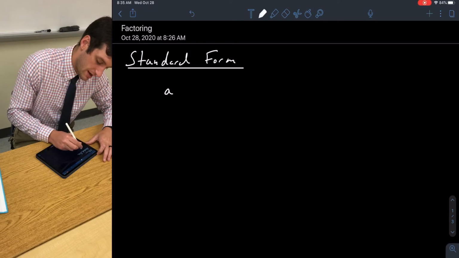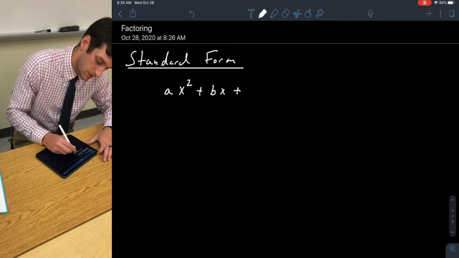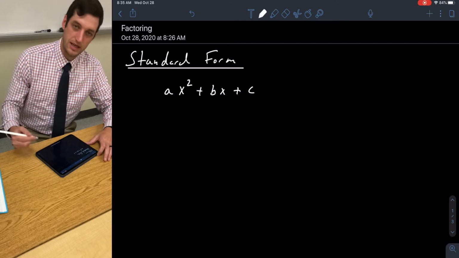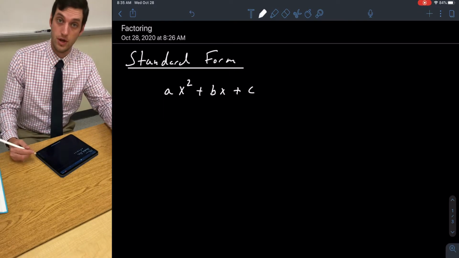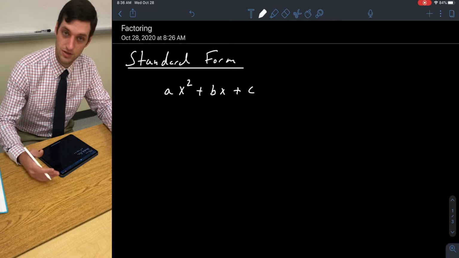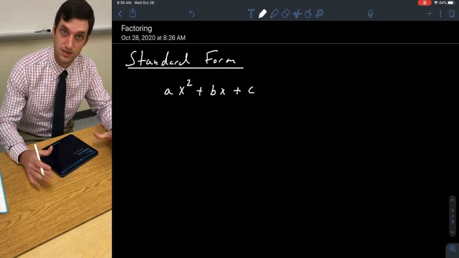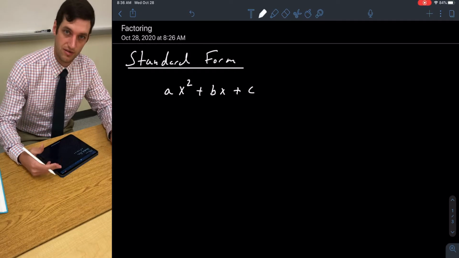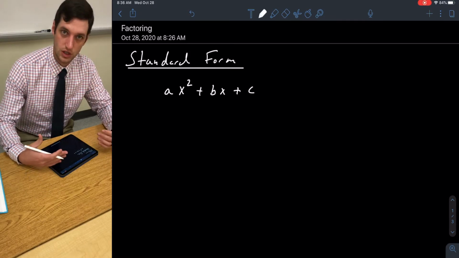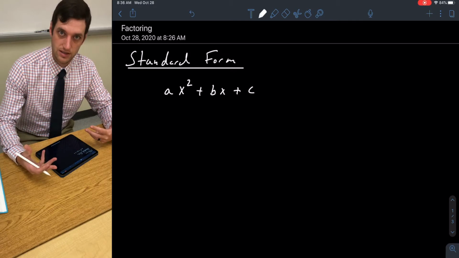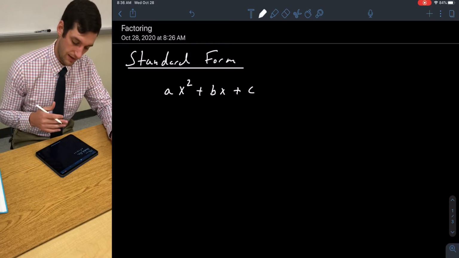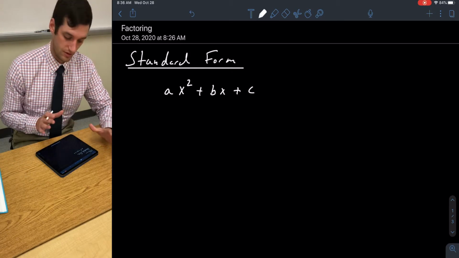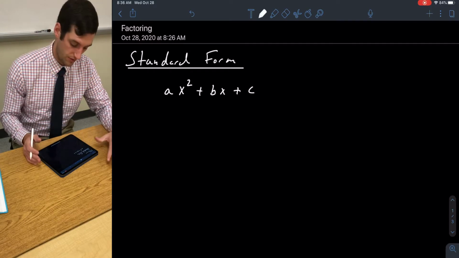ax squared plus bx plus c. Now a, b, and c are all numbers of some sort. They can be integers, they can be rational numbers, doesn't matter as long as they're numbers. Now x squared and x are going to be our variables. They will always look like x squared or x. They will never be a number in this instance so far.